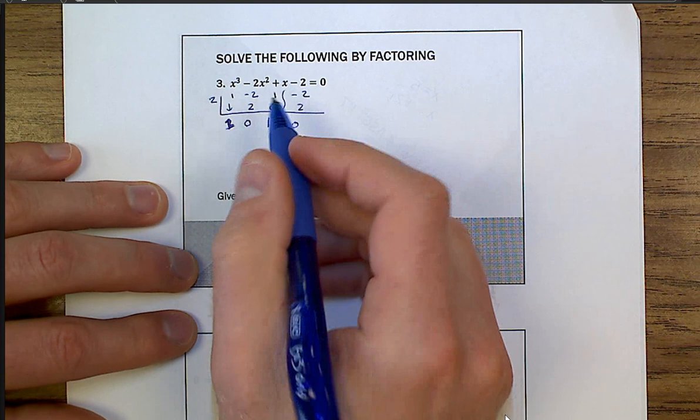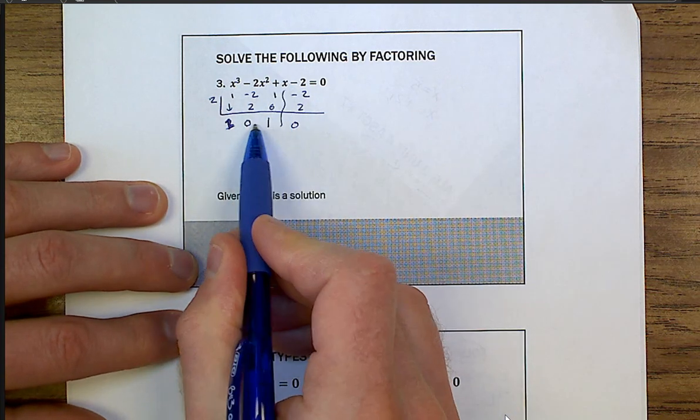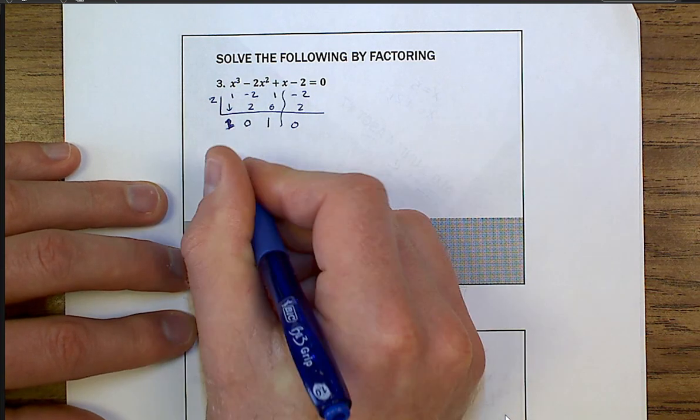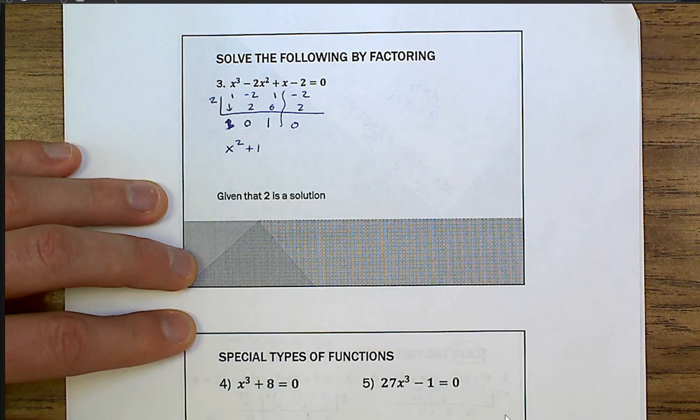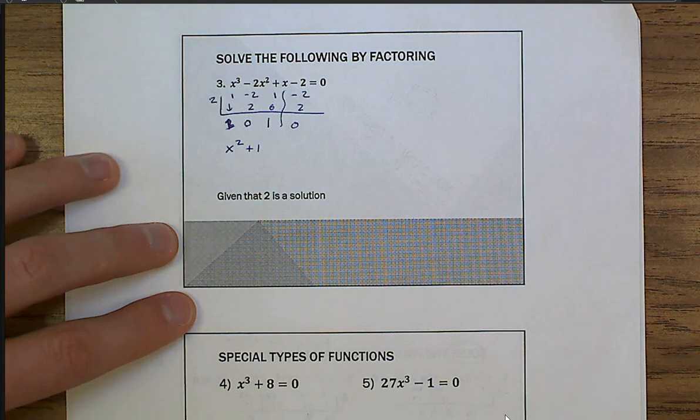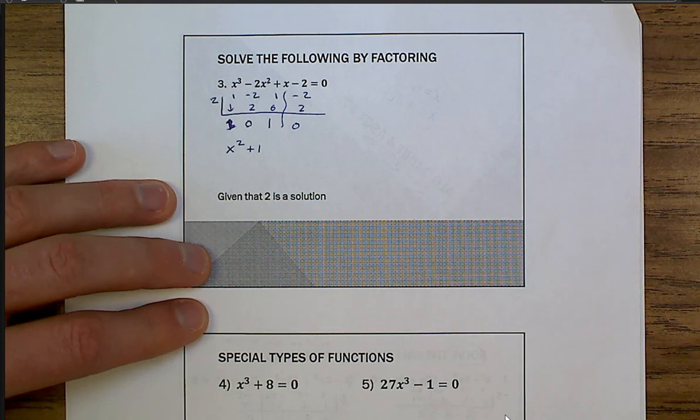Now, what do we have left? Constant, x squared. So we don't have to put 0x. We'll just put x squared plus 1. Now, x squared plus 1, you can't factor that, okay? But it still says to solve.